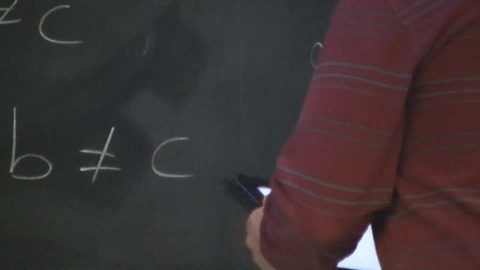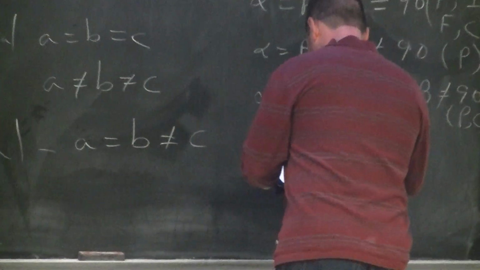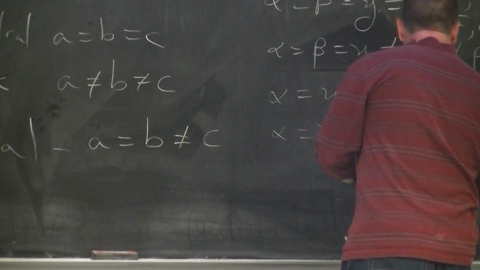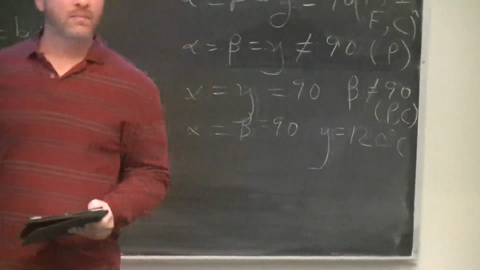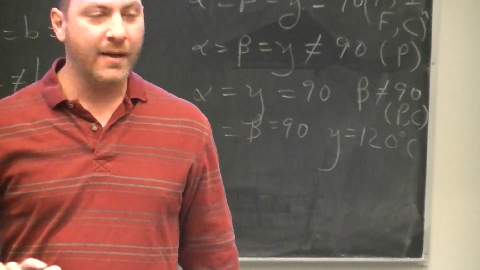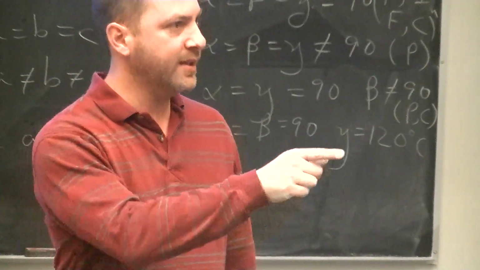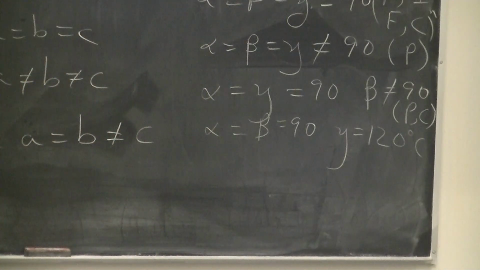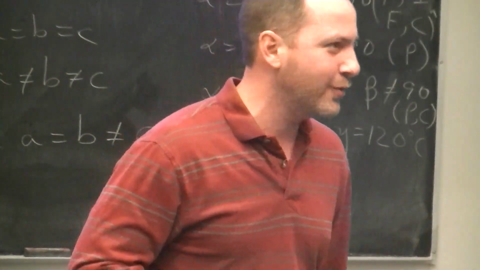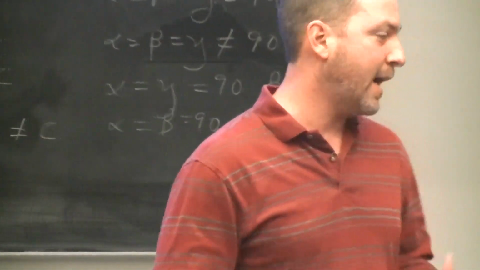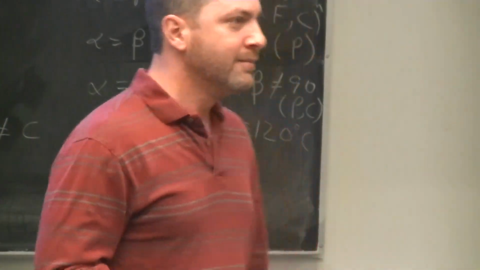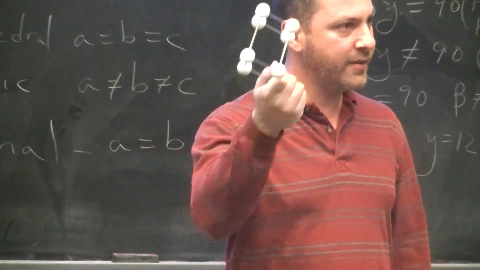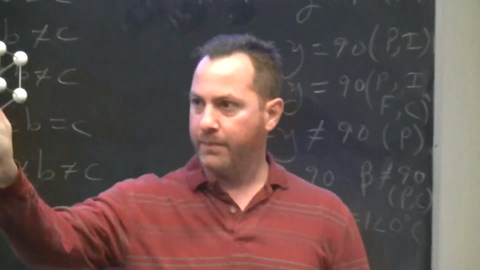and alpha is equal to beta equal to 90, and gamma is exactly 120. And this is the only crystal that we have that will have a defined angle. Yes? Well, it is defined. Someone arbitrarily has chosen what alpha, beta, and gamma are. I'm not sure who, but at some point someone did. This hexagonal unit cell is what? P, right?